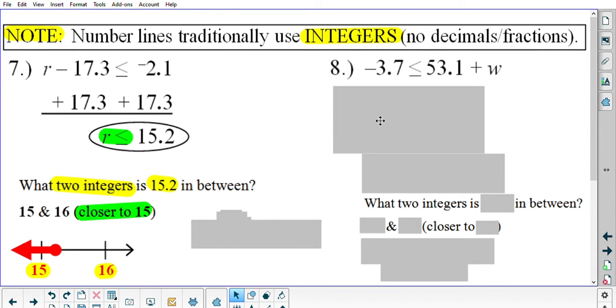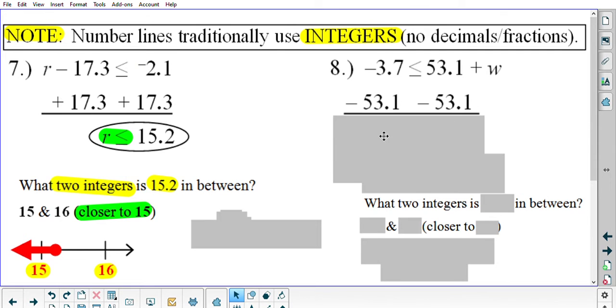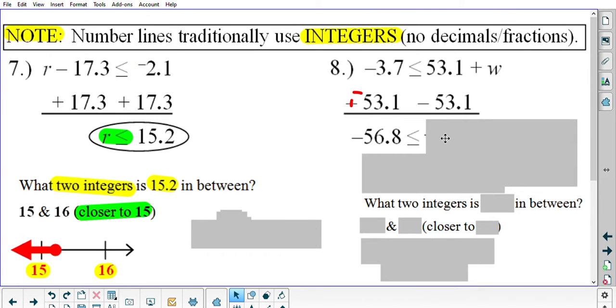Let's look at another example, number 8. So the inverse of adding by 53.1 is subtracting by 53.1. If you want to make that add in the opposite, you can. I really don't care quite as much at this point, because I know a lot of you are probably going to be using your calculators on some of these problems, but you could make this add in the opposite if you so desire. And so a negative plus a negative, you'll add in your head, get negative 56.8.